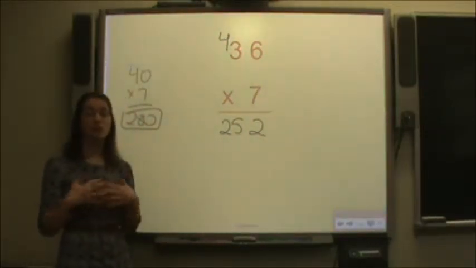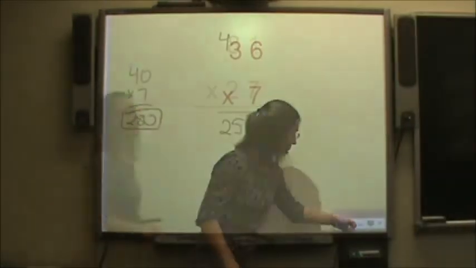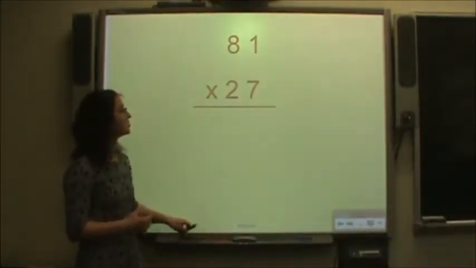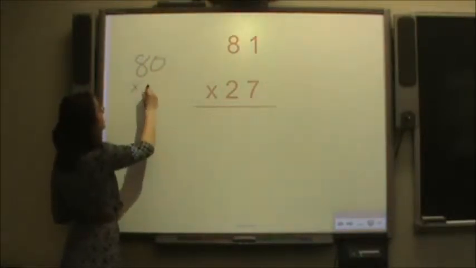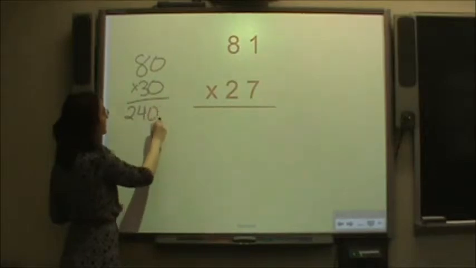Now we're going to move on to 2 digits by 2 digits, and it gets a little bit trickier because we have to add in a step. I'll show you how to do it first, and I'll explain the steps along the way. So I'm going to make my ballpark estimate. I'm going to do 80 times 30, and that's going to be 2,400.